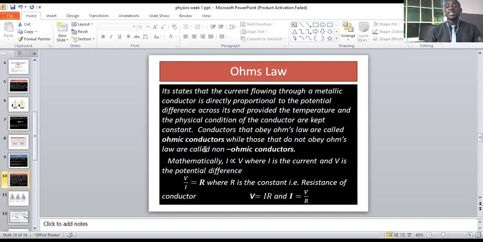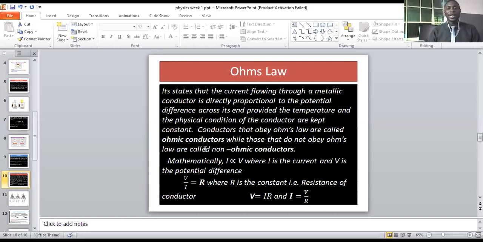So Ohm's law states that the current passing through a metallic conductor is directly proportional to the potential difference across its ends, provided the temperature and other physical properties and conditions of the conductor are kept constant. Conductors that obey Ohm's law are called ohmic conductors, while the ones that do not obey Ohm's law are called non-ohmic conductors.